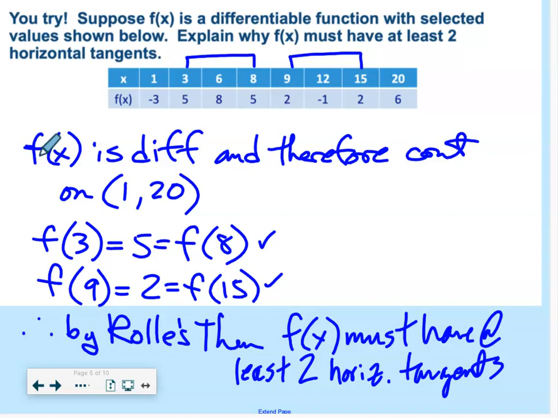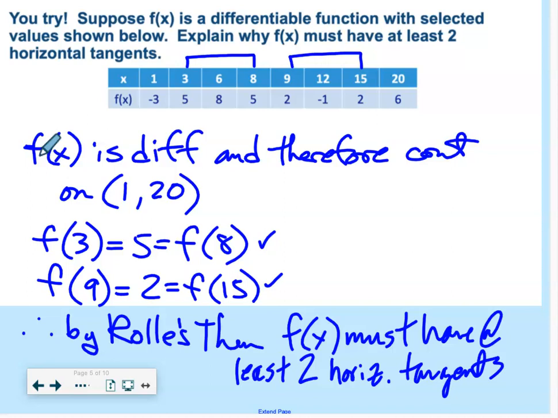If you don't have any y values the same, someone in first period justified this not with Rolle's theorem. What they said was, if you look at the data, it's increasing and then decreasing and then increasing, and if you have a differentiable function that does that, you have 2 direction changes. Since it's differentiable, it's got to be smooth, which means there must be 2 horizontal tangents minimum, right?